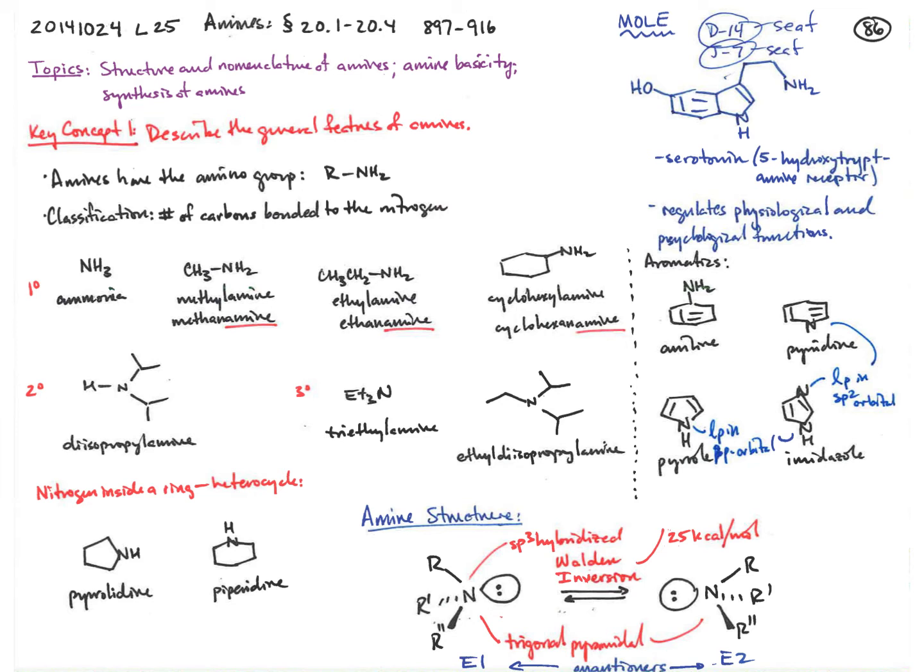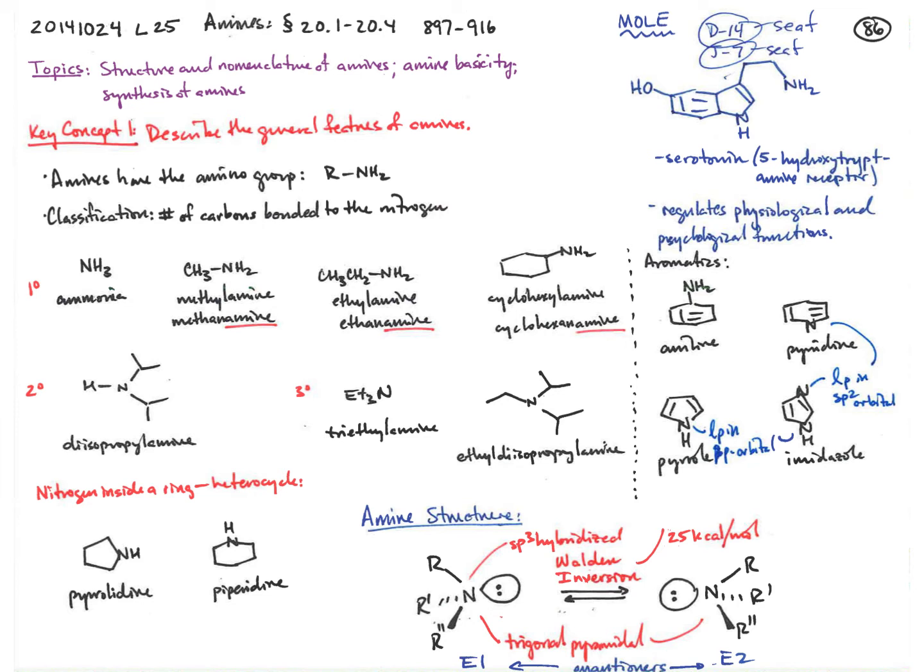Secondary amines have 2 carbon substituents, for example, diisopropylamine. So you have your isopropyl groups, and then you have a single NH bond. So tertiary amines, you have now a nitrogen with no hydrogens and 3 carbon groups. So this is triethylamine. And here we have ethyl diisopropylamine.